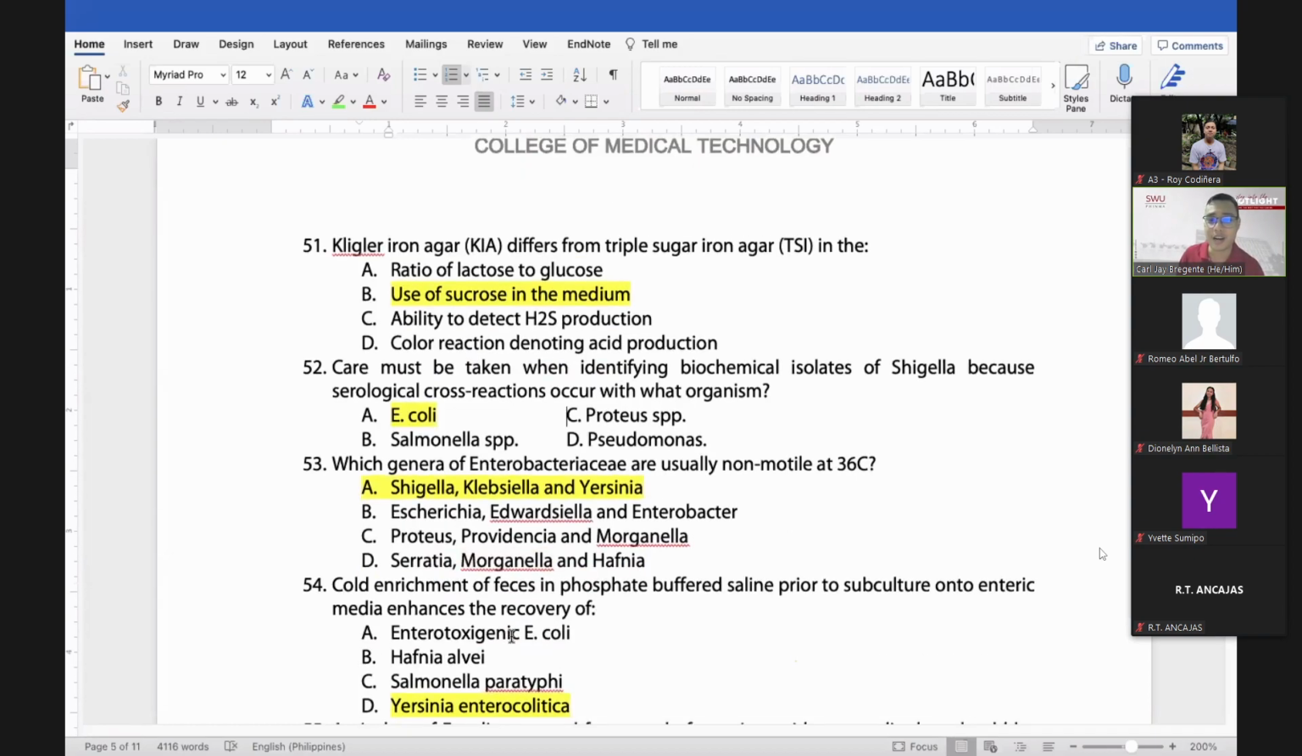Which genera of Enterobacteriaceae are non-motile at 36 degrees Celsius? So you have the question, right, earlier: Shigella, Klebsiella, and some Yersinia species. Your Escherichia, Edwardsiella, Enterobacter, Proteus, Providencia, Morganella, and Serratia are all motile.